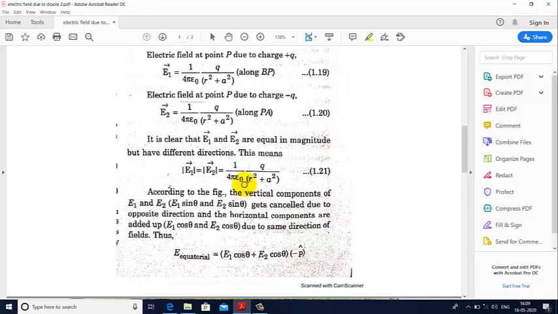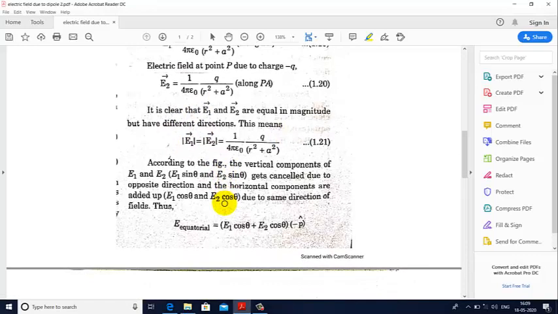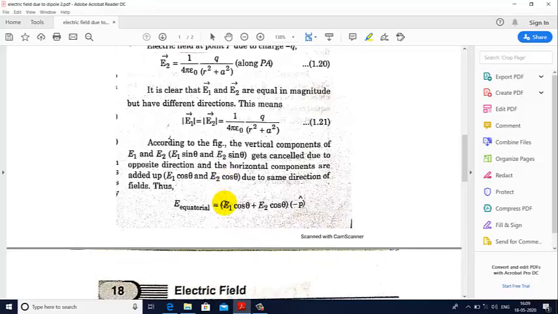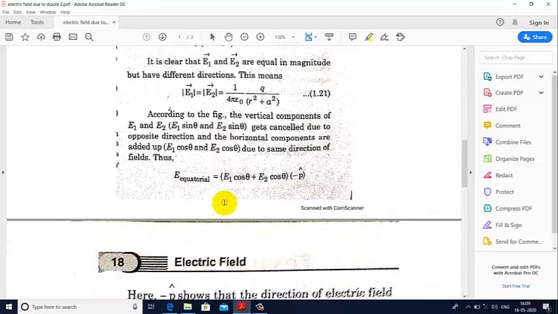As I told earlier, E1 and E2 are equal in magnitude, but these have different directions. So the magnitude of these will be equal. From here you can see that these both have equal magnitudes, but their directions are different. Okay, so the magnitudes are equal. So the vertical components will cancel out each other and the horizontal components will be added.